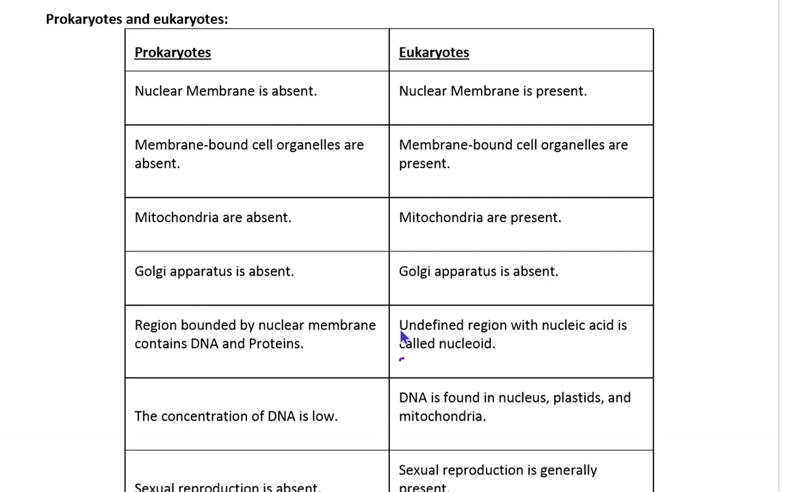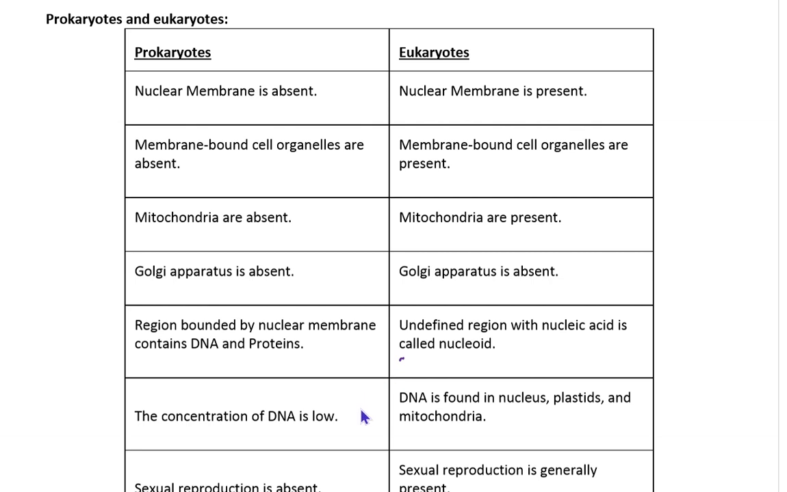But in eukaryotic cell, we have nuclear membrane present. In prokaryotic cell, membrane bound cell organelles are mostly absent. In eukaryotic cell, membrane bound cell organelles are present. So when cell organelles are absent, it means mitochondria, Golgi apparatus and other organelles are absent, but they are present in the eukaryotic cell. In eukaryotic cell, the region bounded by nuclear membrane contains DNA and proteins. The undefined region with nucleic acid is called a nucleoid, which is present in the prokaryotic cell.